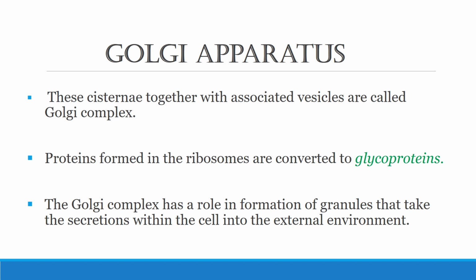It is involved in basically the modification of proteins that are formed in the ribosomes. They are modified in the Golgi apparatus, and then they are transformed into vesicles for their secretion from one environment to another, that is from the cell to the external environment. So this is the function of Golgi apparatus, that it is involved in modification of protein and other molecules, and then it transforms them into vesicles and sends them to the external environment outside the cell.